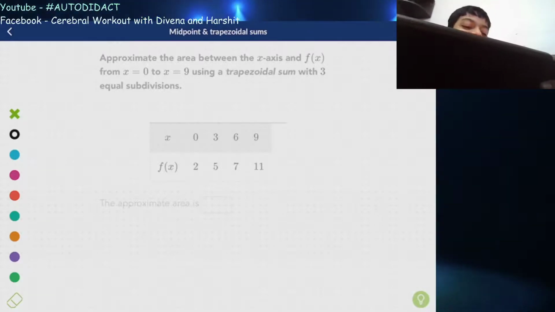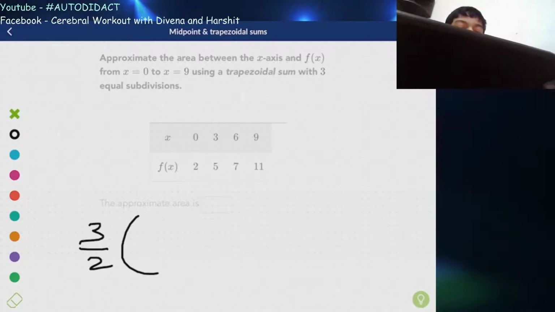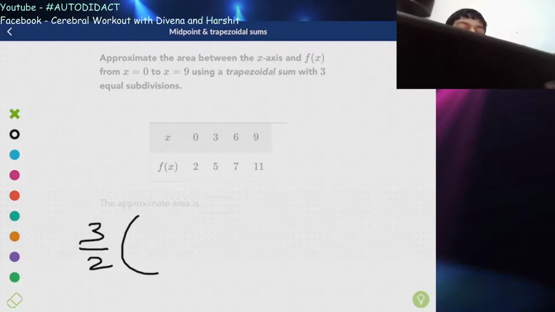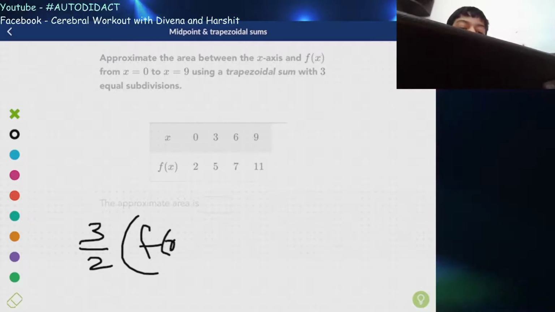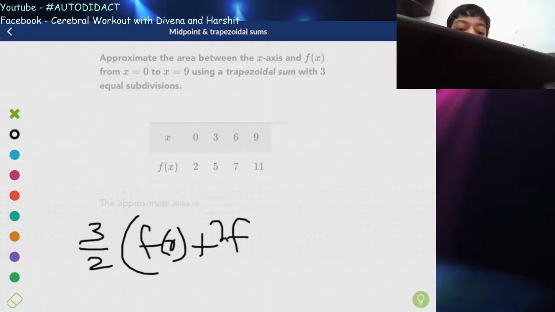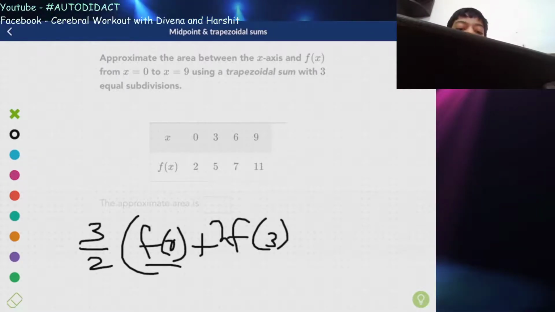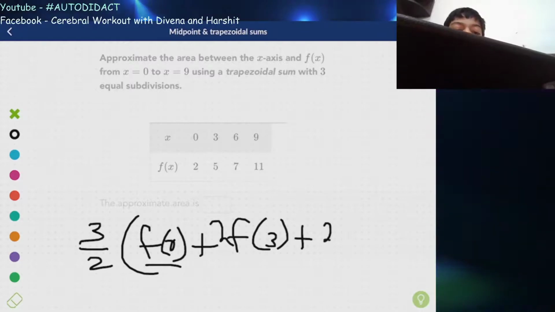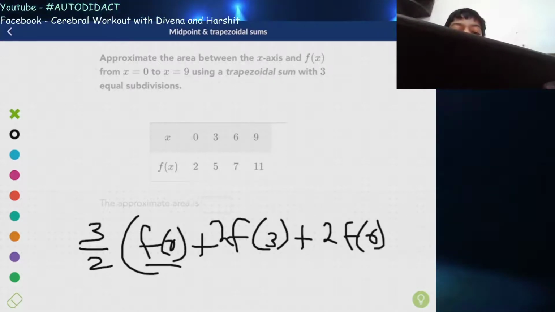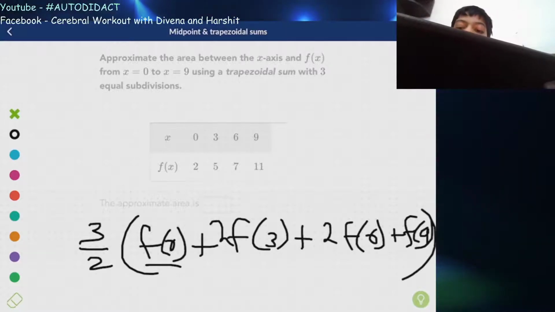So this will be 3 halves times f of 0, plus 2 f of 3, plus 2 f of 6, plus f of 9. We saw earlier that the first and last terms have coefficient 1 and the others are 2. So let's just solve this now.